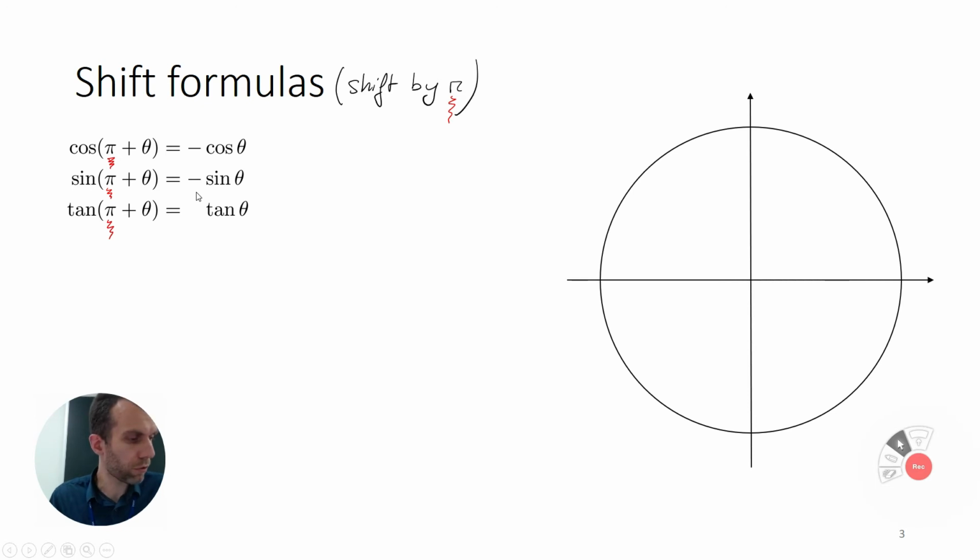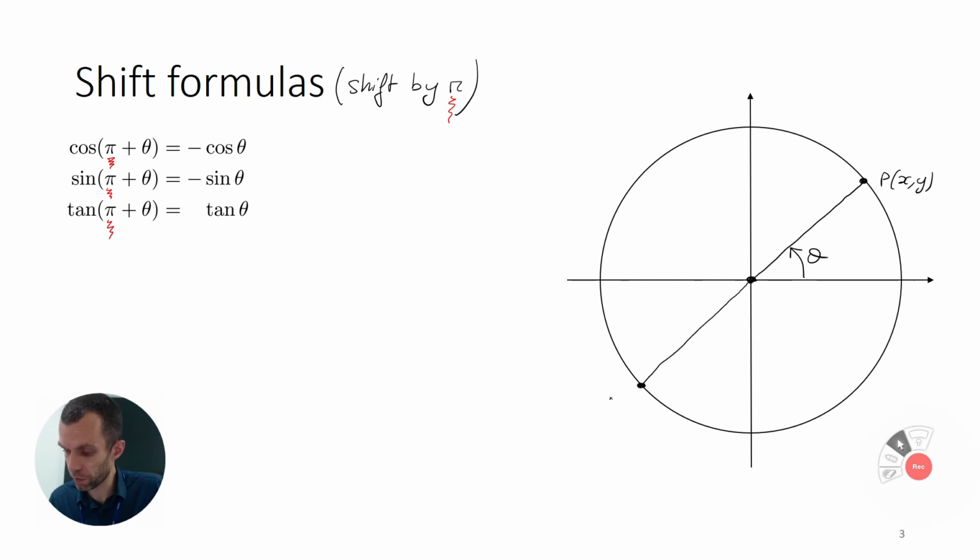So we're not going to derive most of these formulas. I just want to give you a brief intuition as to where they come from. If we take, again, our point P with coordinates x and y and angle theta, and now I take my angle and I add pi to that, I end up basically in the opposite quadrant. And I have this point right here, which again I'm going to call Q. So this angle here is pi, and this complete angle is pi plus theta.